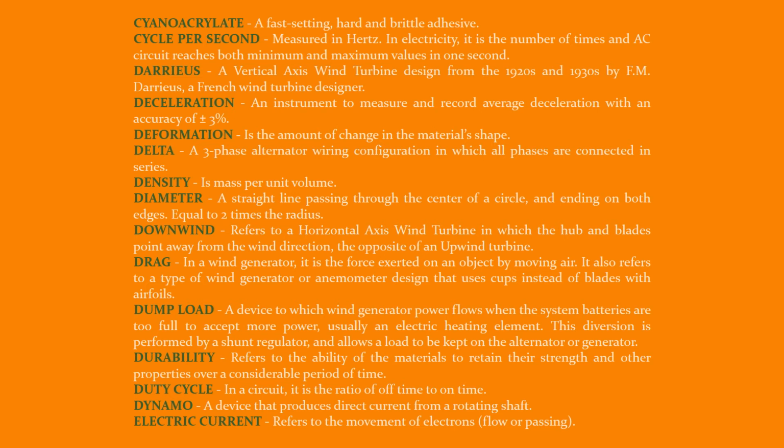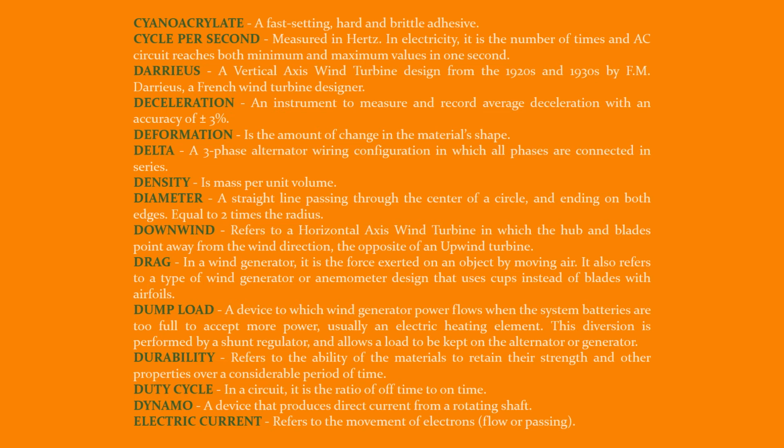Delta, a three-phase alternator wiring configuration in which all phases are connected in series. Density is mass per unit volume. Diameter, a straight line passing through the center of a circle, and ending on both edges, equal to 2 times the radius. Downwind refers to a horizontal axis wind turbine in which the hub and blades point away from the wind direction. The opposite of an upwind turbine.